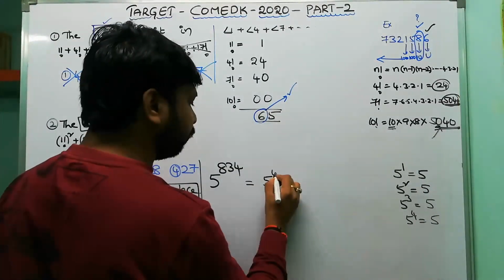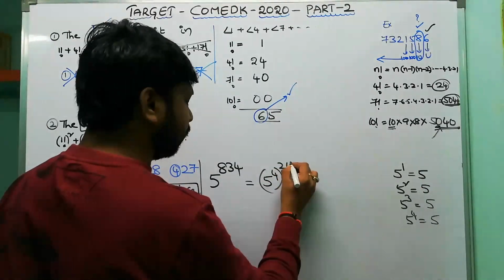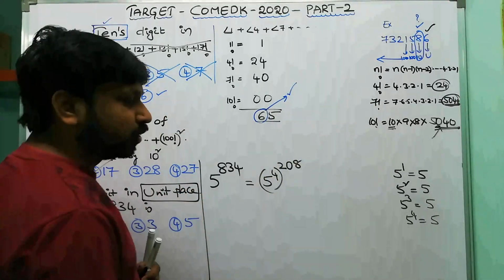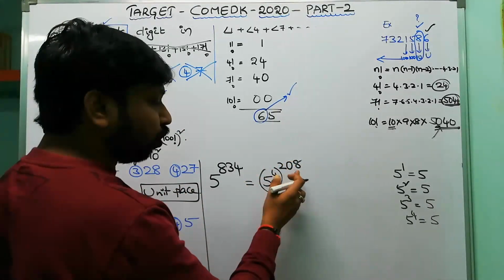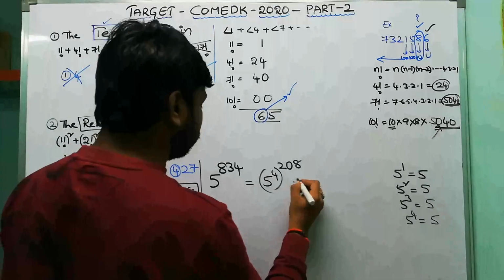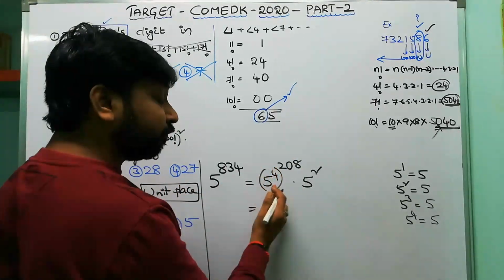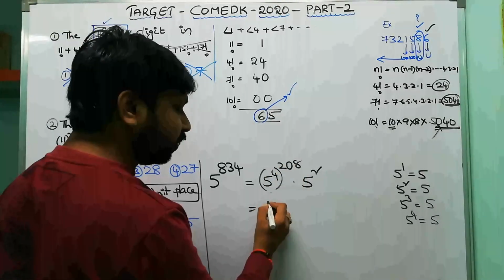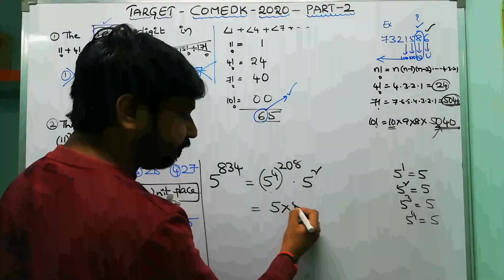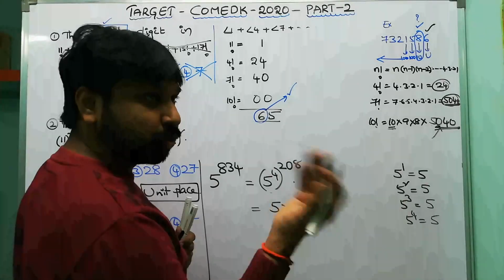So 5^834 can be split into a power of 5^4 times 5^2. 5^4 gives 5 only, any such power gives 5 only. 5^2 is 25, units place 5 only. 5 × 5 = 25.